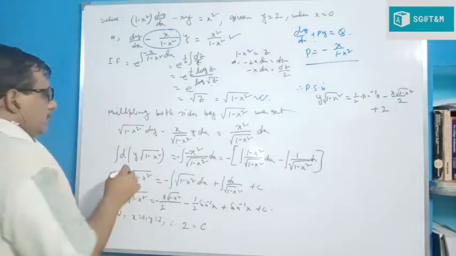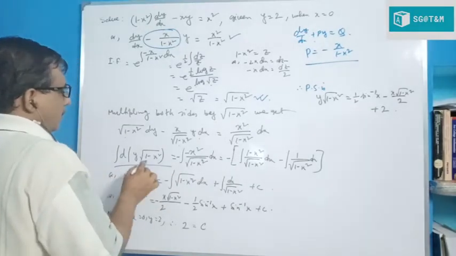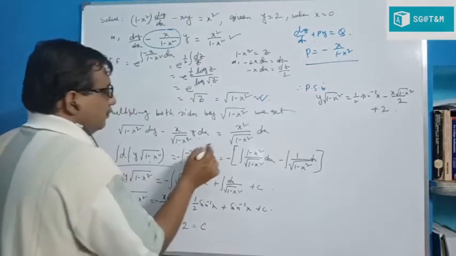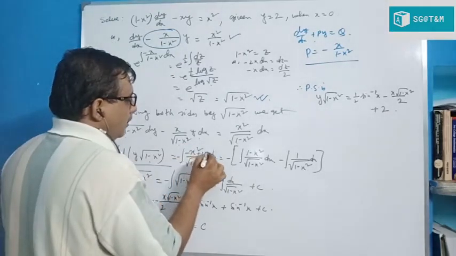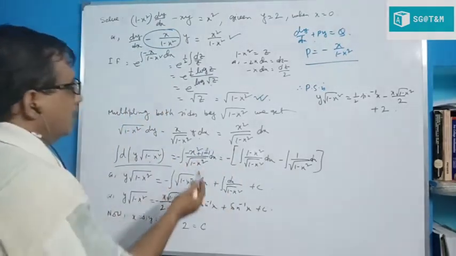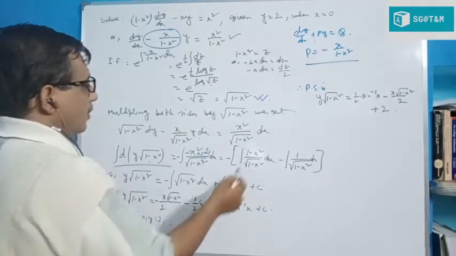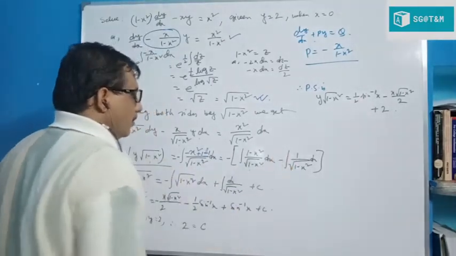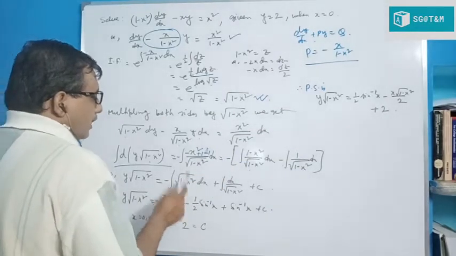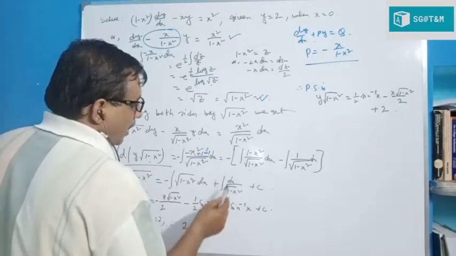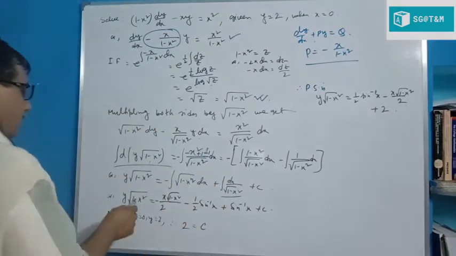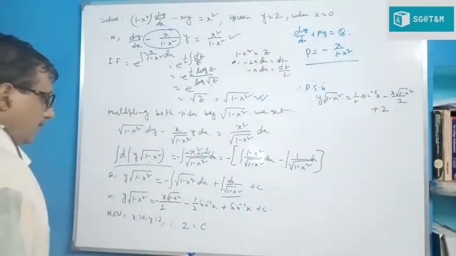So the left hand side must be d of y into integrating factor. Right hand side will be minus. Take minus common. Minus of x square, take plus 1 and minus 1, breaking part by part: 1 minus x square by root over of 1 minus x square minus 1 by root over of 1 minus x square. So after simplification it will be root over of 1 minus x square minus minus it will be plus dx by root over of 1 minus x square. Now y into root over of 1 minus x square remains intact.